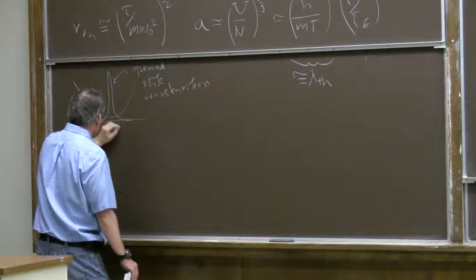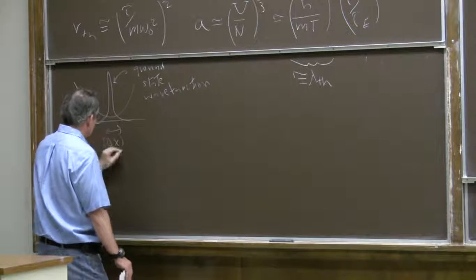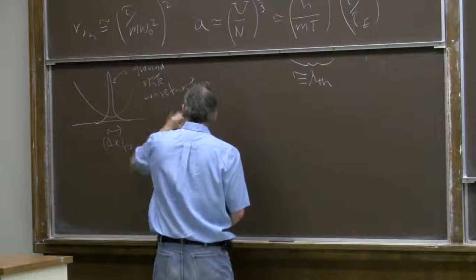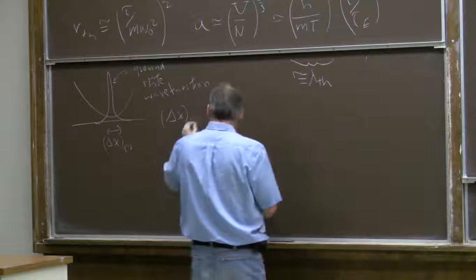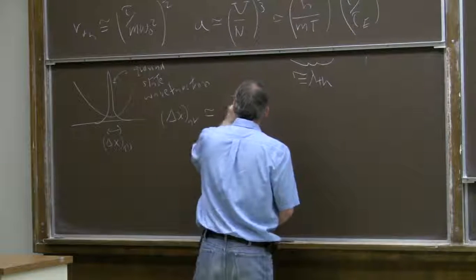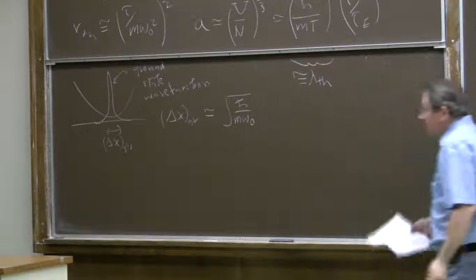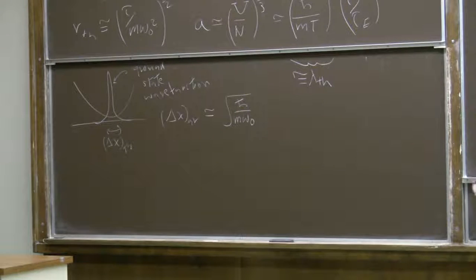The width of that Gaussian, delta x in the ground state, is h bar over m omega naught. And actually that just comes from saying, or to estimate it in order of magnitude, the potential energy associated with deviation from the bottom of the trap, delta x, is comparable to the energy level spacing h bar omega.